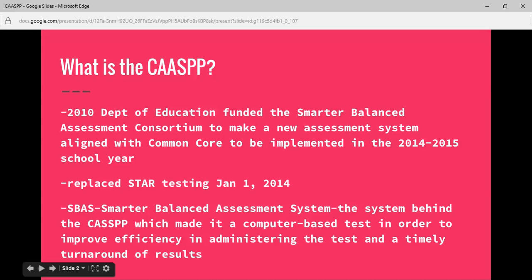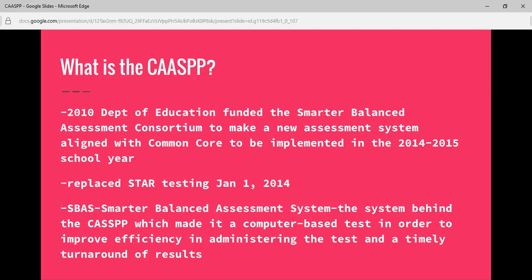In 2010, the Department of Education funded the Smarter Balanced Assessment Consortium to make a new assessment system aligned with Common Core standards. They expected this to be implemented in the 2014-2015 school year. So as a result, January 1st, 2014, the CAASPP replaced the STAR testing that we all grew up with.